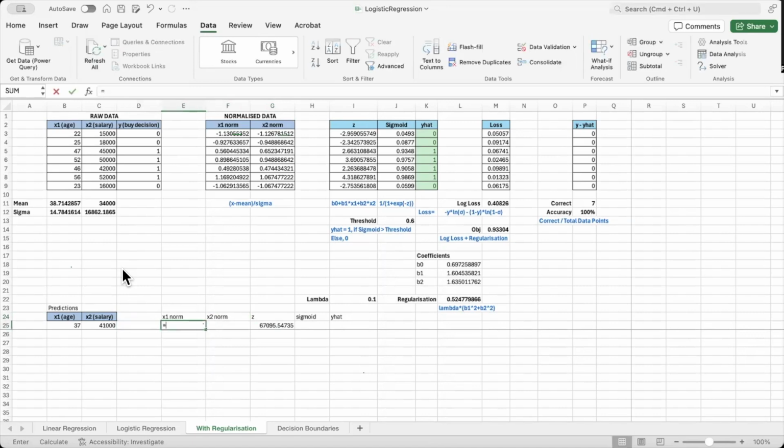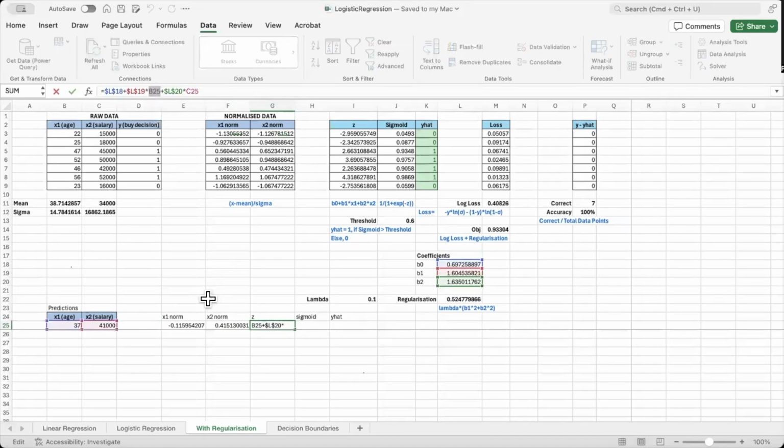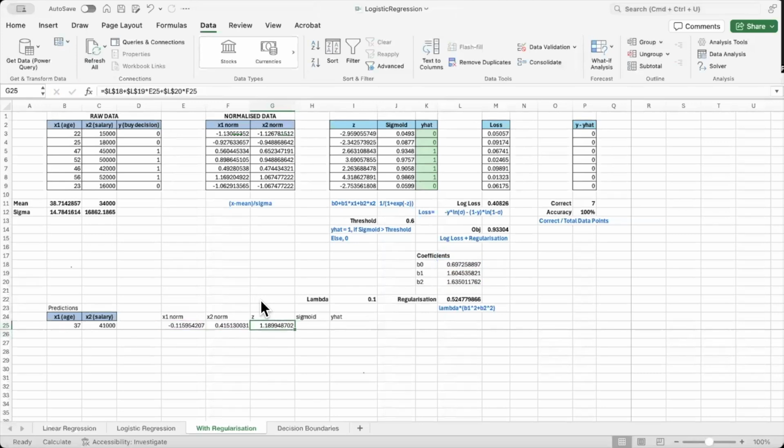So x1 norm is nothing but x minus the mean divided by sigma. So here I anchor this and anchor this. So I get this. So I can find the x2 norm also. So I found this. Now I find z. So I replace this B25 with this and C25 with this. So now I have found z.